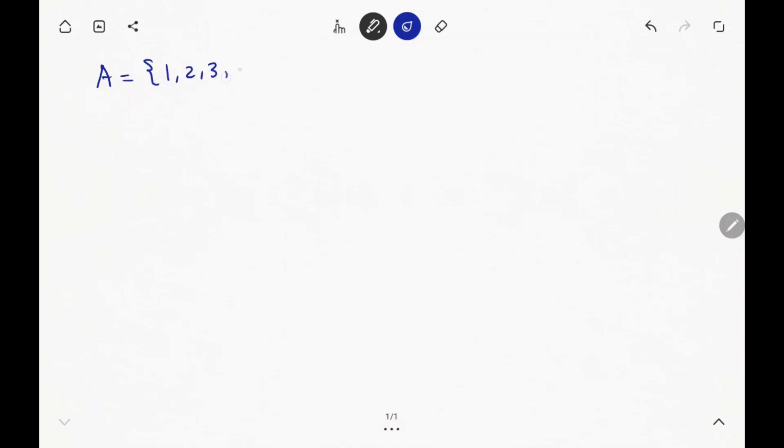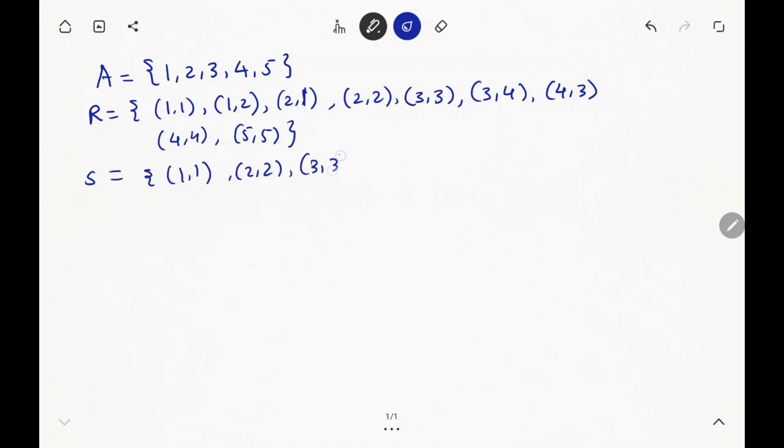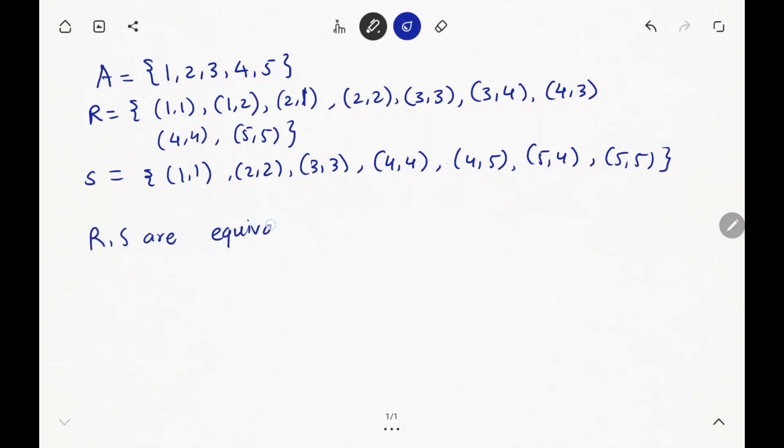So we have been given a set A which contains the elements 1, 2, 3, 4, 5, and we have been given two relations R and S. R consists of the pairs (1,1), (1,2), (2,1), (2,2), (3,3), (3,4), (4,3), (4,4), (5,5). S contains the pairs (1,1), (2,2), (3,3), (4,4), (4,5), (5,4), (5,5). Now, R and S are equivalence relations.